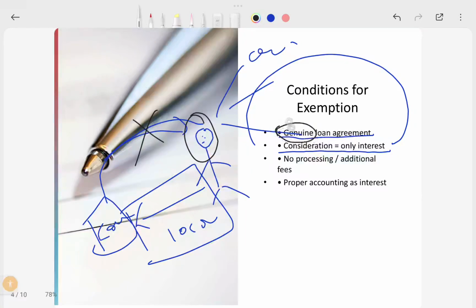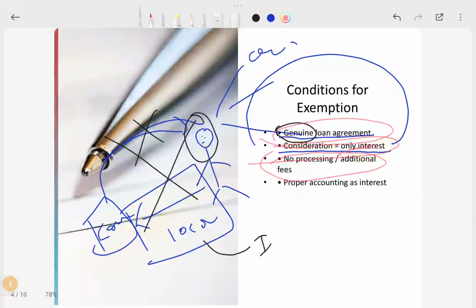There is no genuine loan agreement in this case. This case could be genuine otherwise, but under GST, to get the exemption on interest, this is not valid from the GST perspective. So there has to be a genuine loan agreement, with no other considerations. Only interest is the consideration, and no processing or additional fees are required.